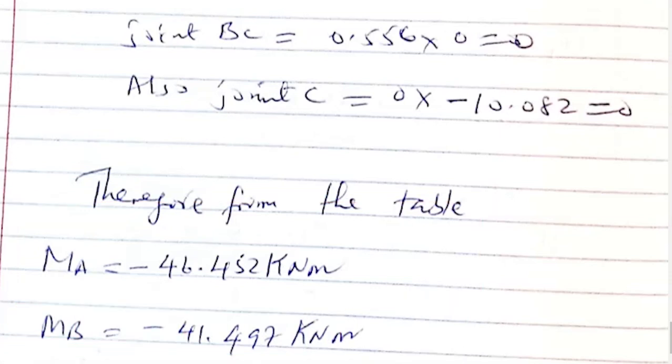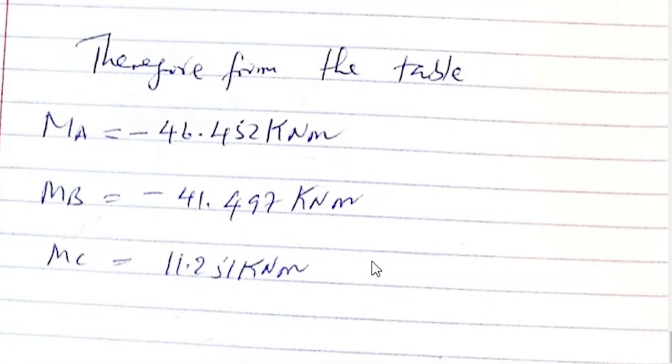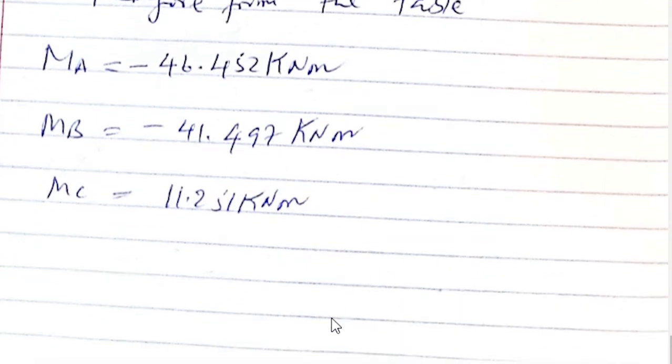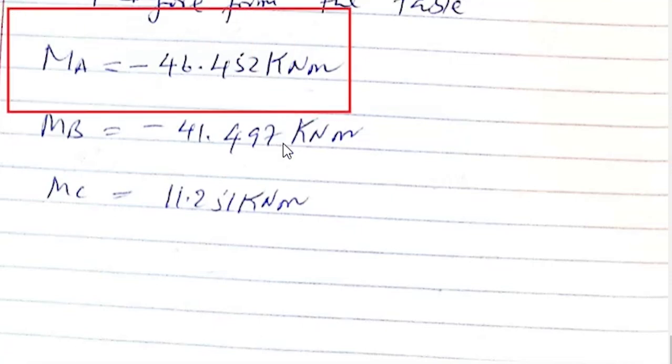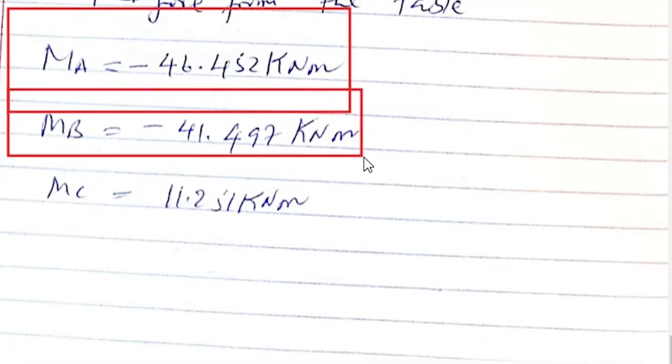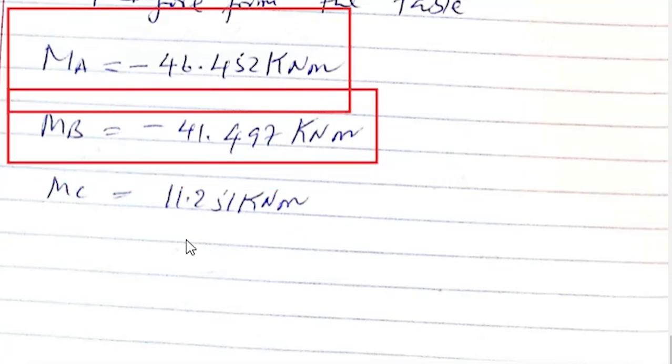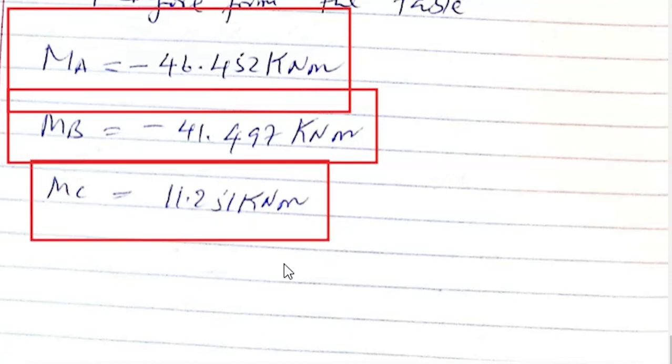Means if you summarize the support moments, you can get, as we see here, joint A value, joint B value, and joint B has the vice versa, and joint C is a positive value. So in that way you can have your moment, and then through your moment you can calculate the support reactions, meaning by using the principle of equilibrium.